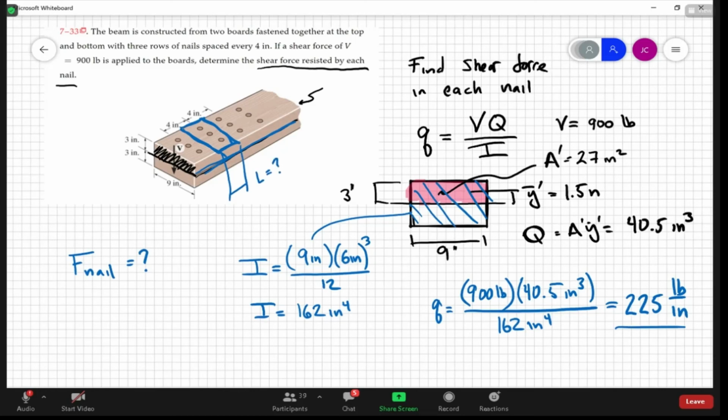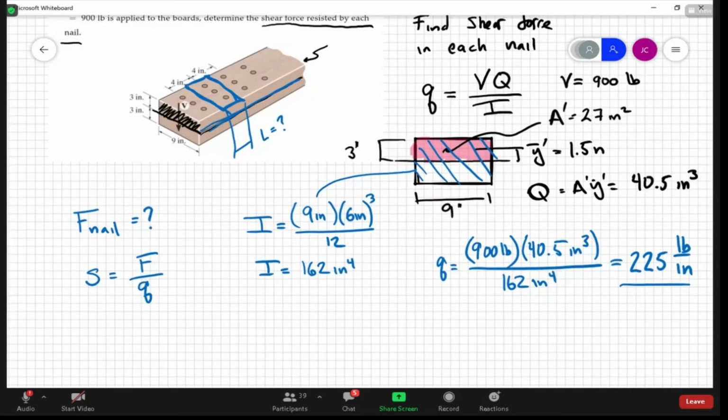Would you use the spacing equation? How so? Since S equals the force allowed over Q, you would just rearrange it. Right, you could do that. This would give you the force would equal S times Q, where this is basically S, the 4 inches. So let's calculate that. 4 inches times Q, which is 225 pounds per inch. That is going to give me a value of just pounds, correct?